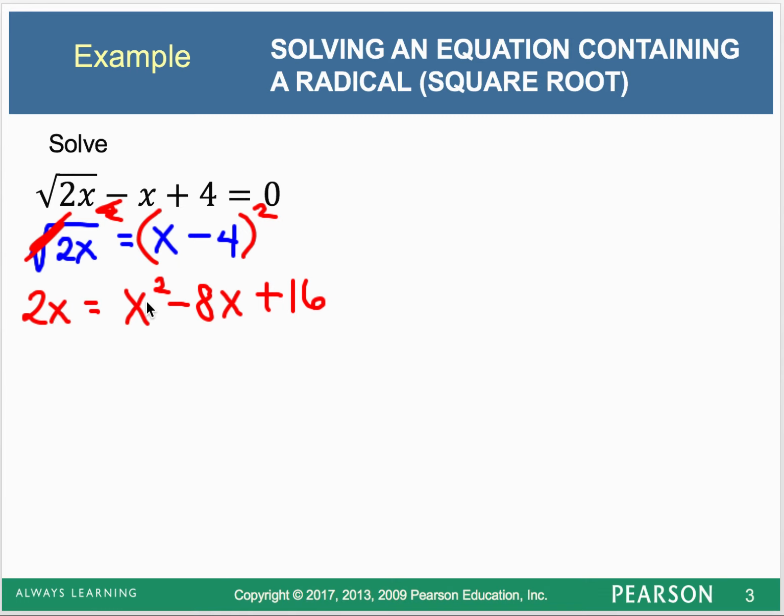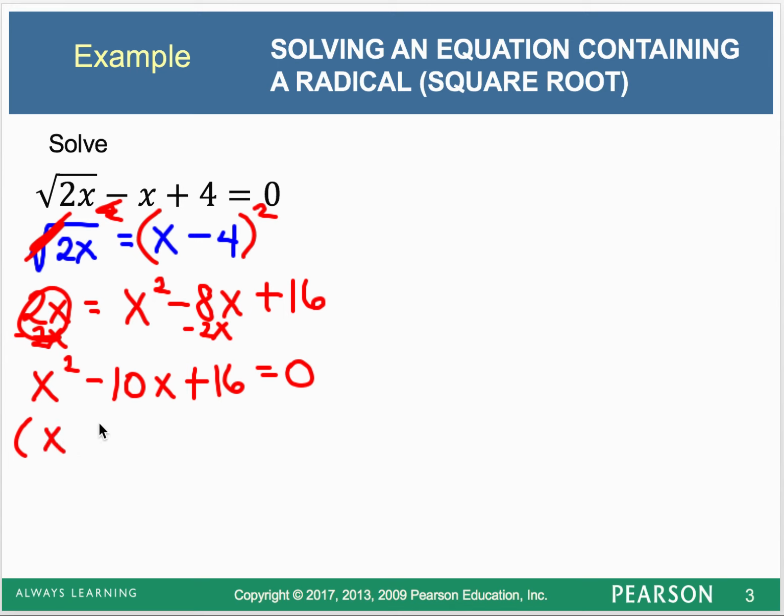It's a quadratic equation, so I'm going to set it equal to 0 and try to factor it. That's my first choice. I've got lots of choices for a quadratic equation. X squared minus 10x plus 16. Two numbers that multiply to give 16 and add to give -10 would be -8 and -2. So either x equals 8 or x equals 2.